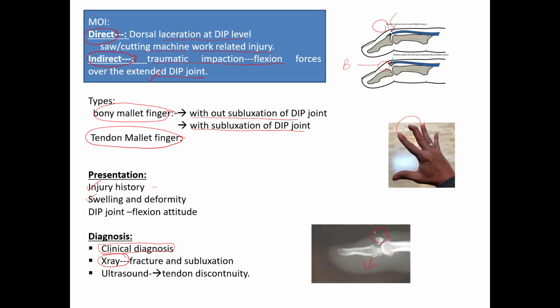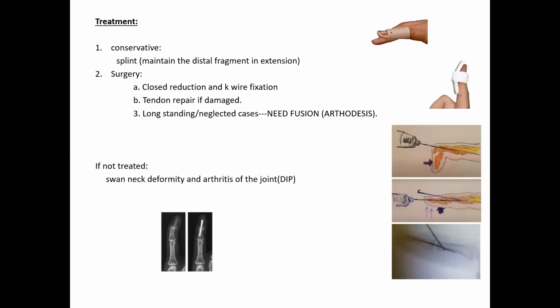And when the X-ray comes normal and you are having this deformity, then you need to diagnose the level of the cut in the tendon. It can be assessed by doing ultrasound. So there is a supportive role of ultrasound in diagnosing a patient who is having mallet finger. So once you have diagnosed, what is the treatment of mallet finger?